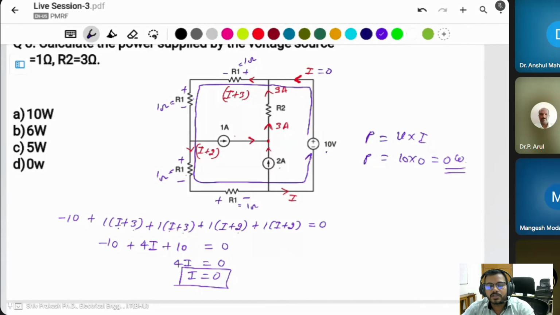Okay, this is the structure. If any resistance is changed, like instead of a 1 ohm resistor there is a 5.5 ohm resistor, in that case this voltage source will deliver power, because that resistor is taking more power. But in this case the current will be 0.